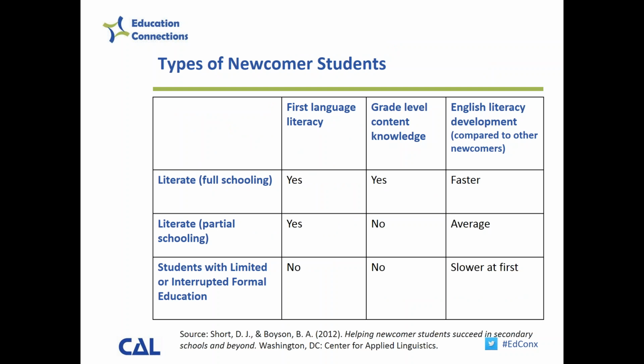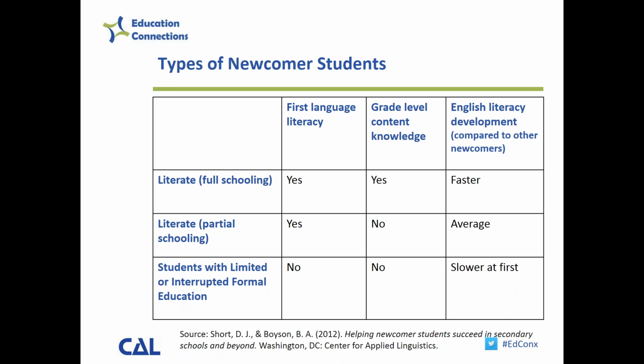They also identified different types of newcomer students. In the chart you'll see that there are three types of identified students. The first are the literate students with full schooling. The second are literate students who've had partial schooling. And finally, students with limited or interrupted formal education, known by the acronym SLIFE students. For each group, we're going to examine their first language literacy, their grade level content knowledge, and their English literacy development compared to other newcomers.